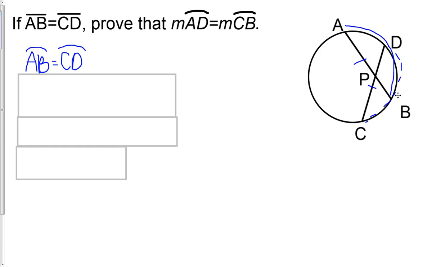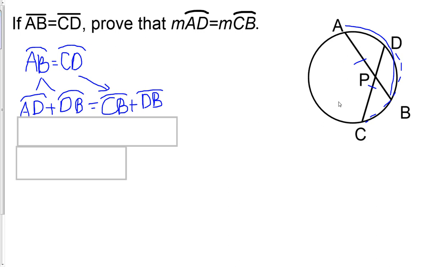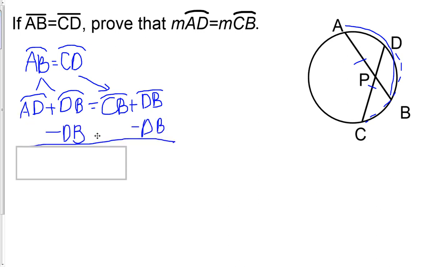Well, what is AB made out of? AD and DB. What is CD made out of? CB and BD. And now what do they have in common? They both have DB. So we're going to subtract DB from both sides to get measure of arc AD equals measure of arc CB.